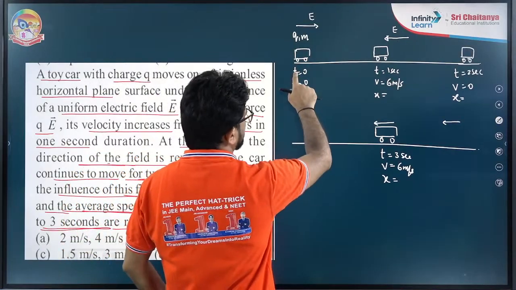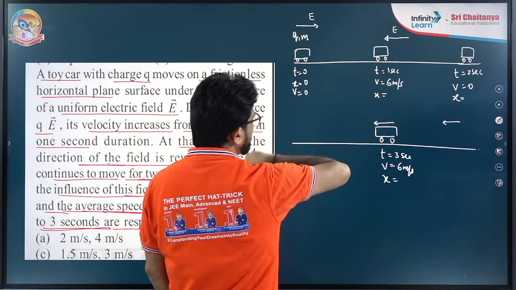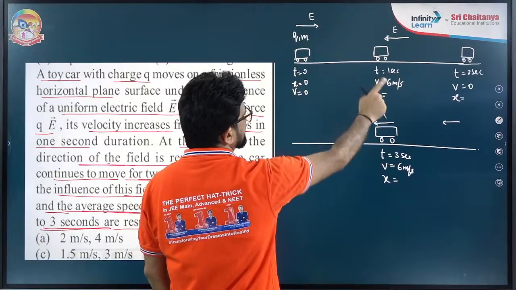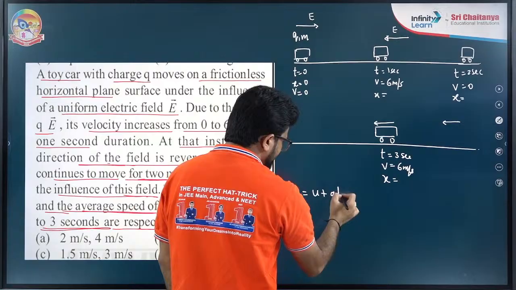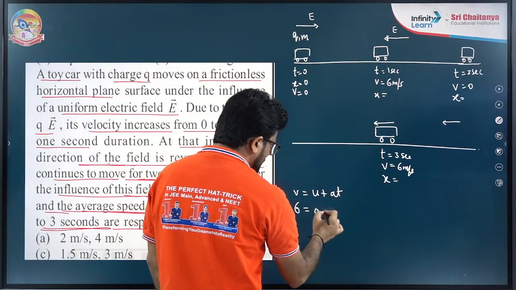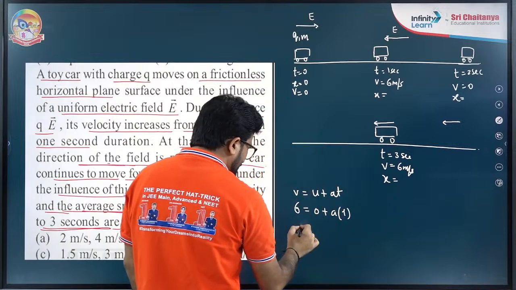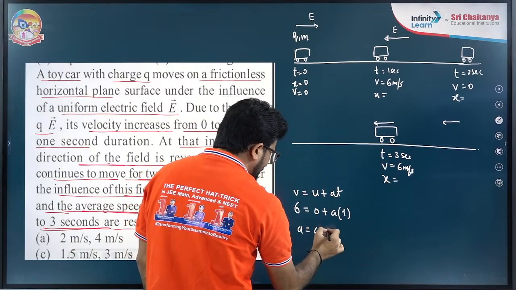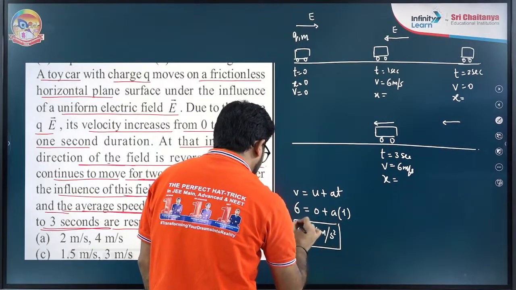From 0 to 1 second, the velocity goes from 0 to 6. That means you can use the first equation, v equal to u plus at. Final is 6, initial is 0, acceleration we don't know, but time is 1 second. That means acceleration becomes 6 meter per second square. Now you understand this is the value of acceleration.